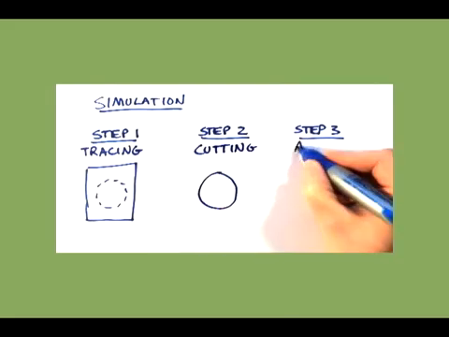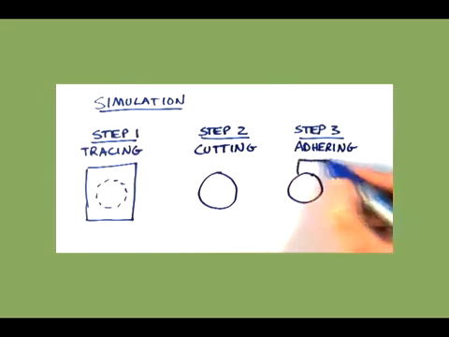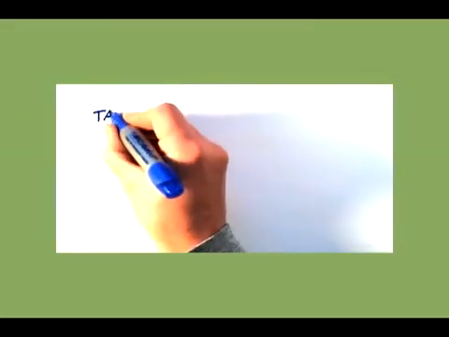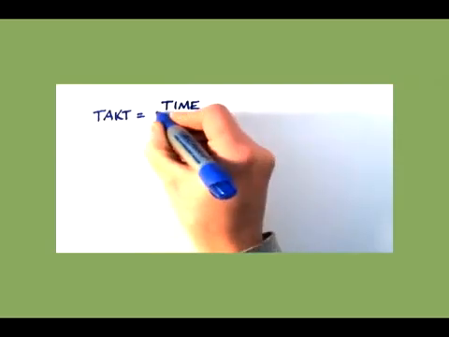Step 2, cutting, cuts the circle. Step 3, adhering, attaches the circle to a sheet of paper. The company has 3 employees, 1 on each step. Currently, the company has 1 customer that regularly orders 36,000 units a month. If the company ran a 7.5-hour shift per day, what would the takt time be?